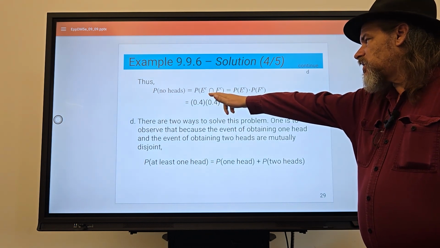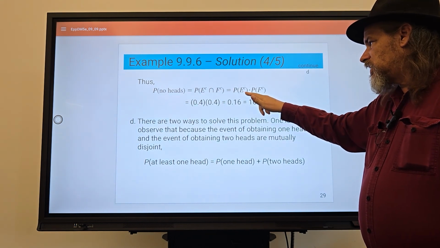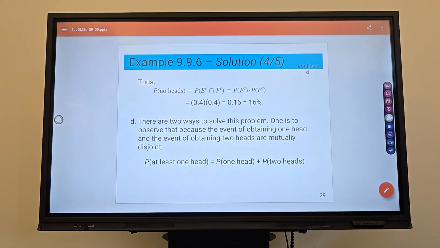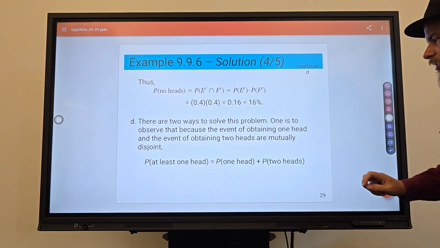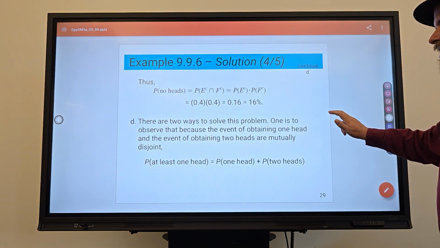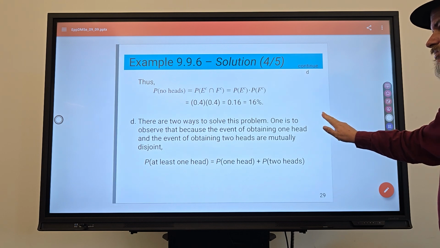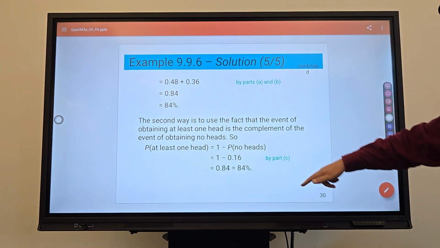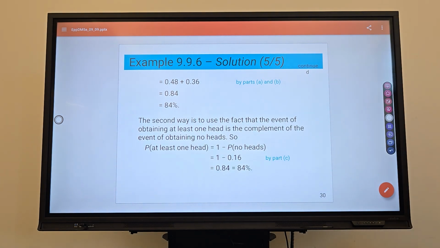Probability of the complement of E and the probability of the complement of F, 0.4 times 0.4, is 0.16, or 16%. Now they do two ways of solving the fourth one. Both yield 84%. I went with the second way, where the event of obtaining at least one head is the complement of the event of obtaining no heads.